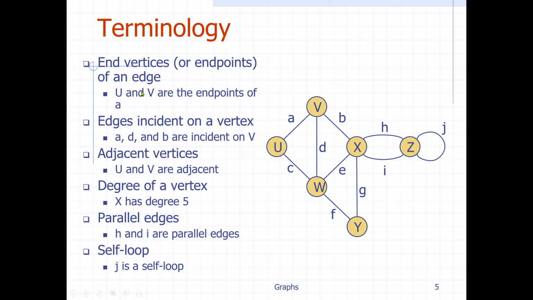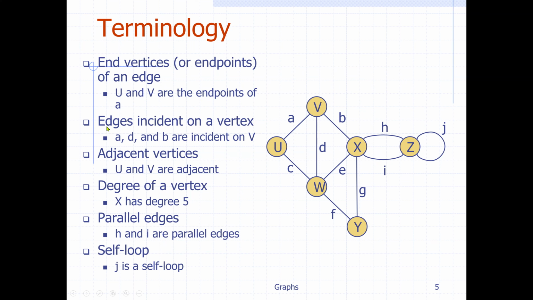So here we'll go through some terminology. The first terminology is the end vertices, or endpoint, of an edge. In the diagram we have here, we have vertices U and V. U and V have endpoint at A. So we say U and V are the endpoints of A. So edge A, the endpoints of it are U and V.